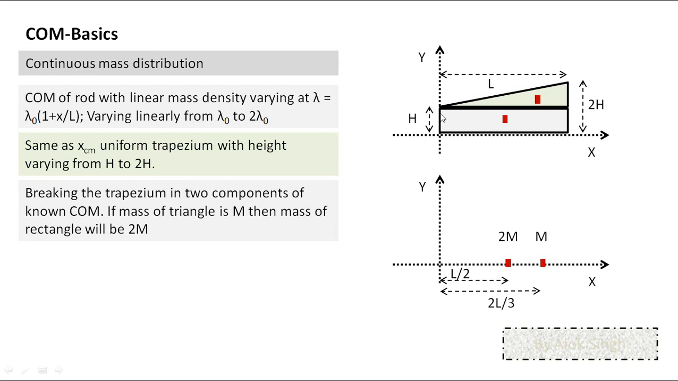And we can replace this entire area with a point mass placed at its center of mass. So in terms of the x coordinate, I place mass m at the center of mass of the triangle, which is 2l by 3, and I place the entire mass 2m of the rectangle at its center, at a distance l by 2. The x coordinate of center of mass is the same, and on substituting these values, we find xcm equal to 5l by 9, which is the same as the center of mass of this shape.